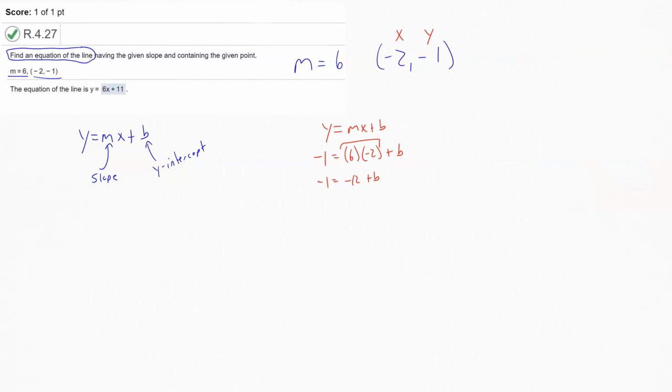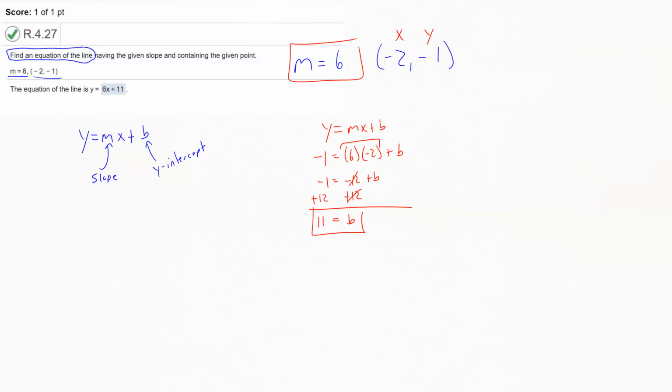We need to get to b by itself, so we're going to get that -12 over to the other side. So we'll add 12 and add 12. We get -1 plus 12 is going to give us 11, and that equals b. Those pieces canceled out. So we have our b value.